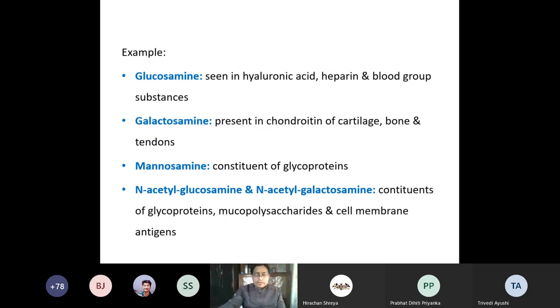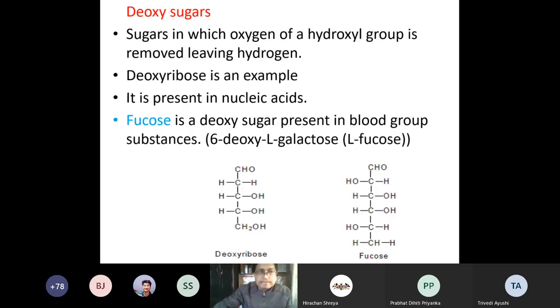Later on we'll see in the polysaccharides, glucosamine seen in hyaluronic acid, heparin, blood group substances, galactosamine, mannosamine, N-acetyl glucosamine. This we can see in different polysaccharides. Deoxy sugars, we all know deoxyribose, and fucose is also a deoxy sugar. 6-deoxy-L-galactose is the fucose molecule. Deoxy sugars, we all know ribose, deoxyribose.